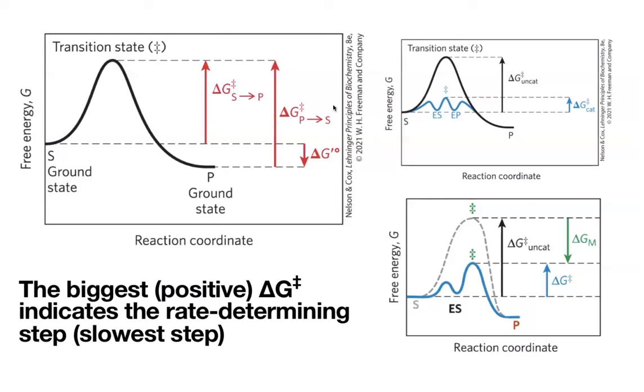If you look at a reaction coordinate diagram, you'll have basically a transition state on either side of an intermediate. The one with the biggest delta G double dagger, the biggest change in free energy, the biggest activation barrier, is going to be your rate limiting step. We'll talk a lot more about enzyme rates and enzyme kinetics, but first let's get these basics of enzymes down.